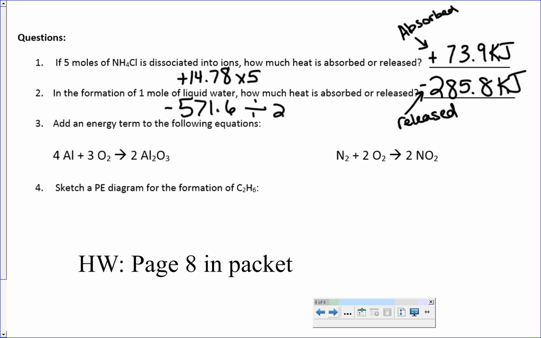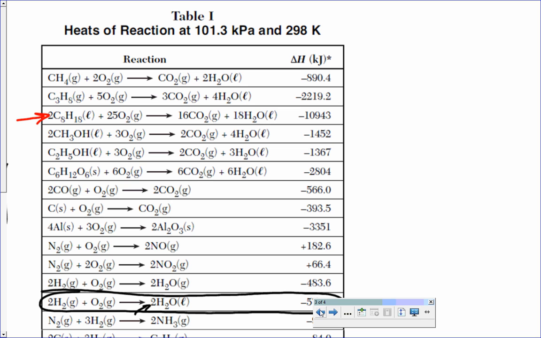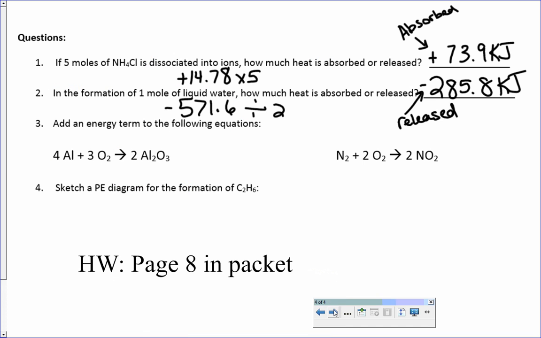In the case of aluminum reacting with oxygen to form aluminum oxide, we're going to find this reaction. This reaction's right here, and this reaction has a delta H of negative 3,351. This means energy is being released. This is exothermic. So we're going to show this energy term as a product in this reaction. Even though it's listed as a negative delta H, we don't put negatives in chemical reactions. That negative just says it's a product, so it goes on the right side of the reaction.